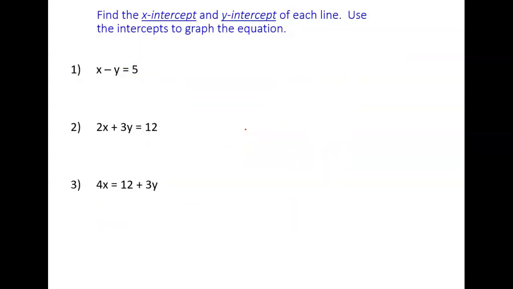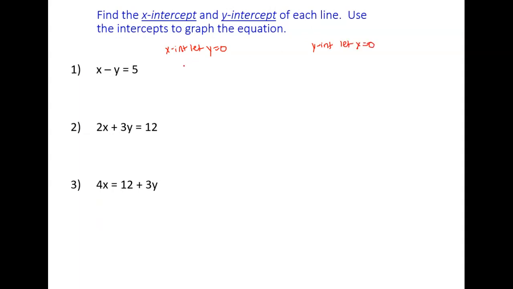Okay, so for this one, I wanted to just quickly practice finding the x and y intercept for each of the equations. So these look different than what we're used to, right? So this is x minus y, so it's not y equals 5 plus x or anything like that, right? But that's okay. So for my x-intercept, I let y equal 0, and for my y-intercept, I let x equal 0.